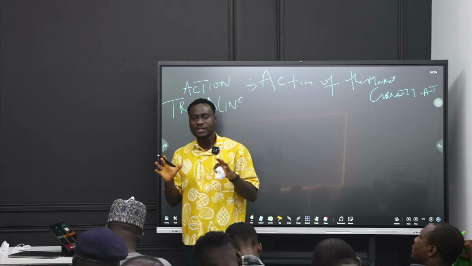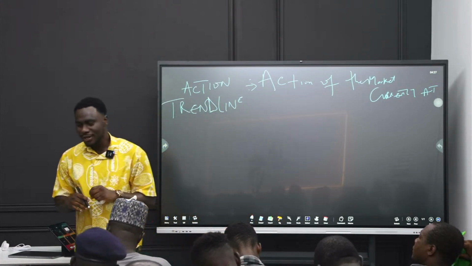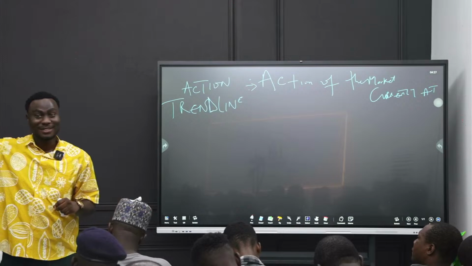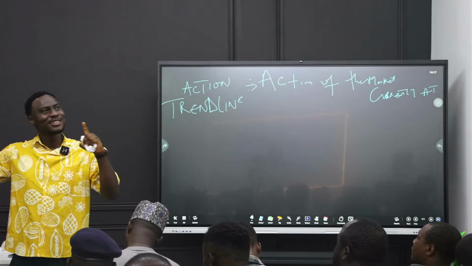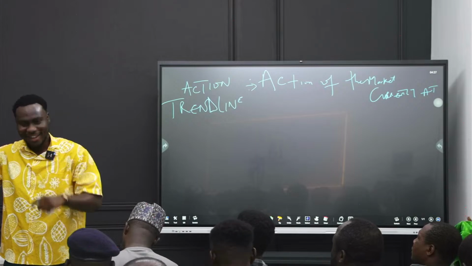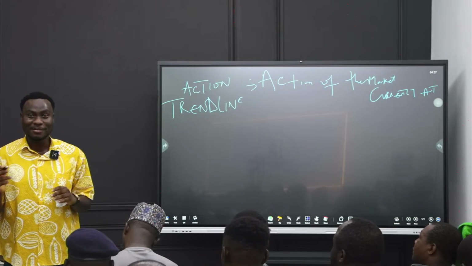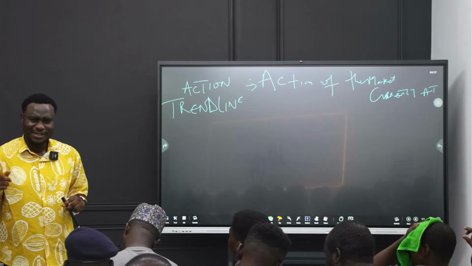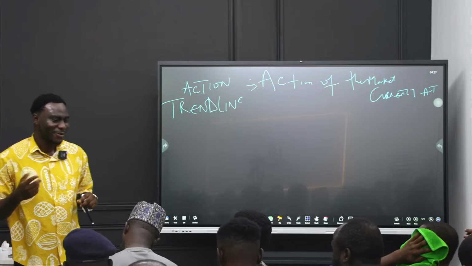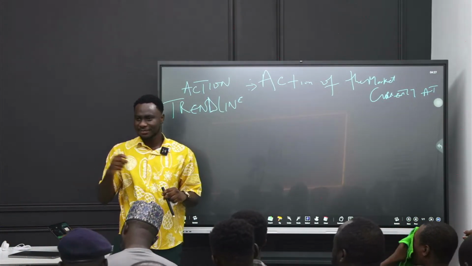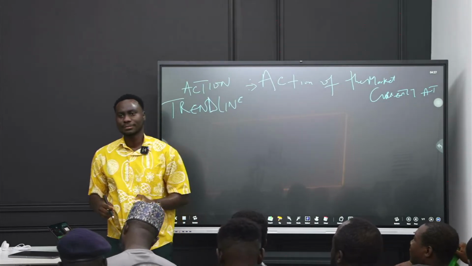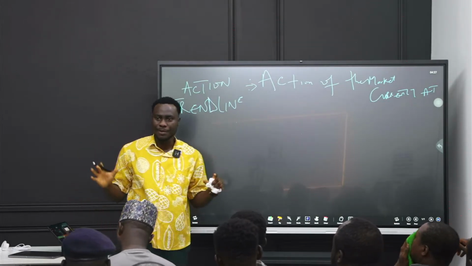Now, I often give this example: assuming I'm coming to Wuse 2, I'm not from Abuja, but I know this is where people buy stuff. There's this popular plaza, Banex. I want to go and buy something in Banex. Do they sell cars in Banex? What's the popular thing they sell there? Phones. Good. So let's assume that I want to get a phone in Banex.